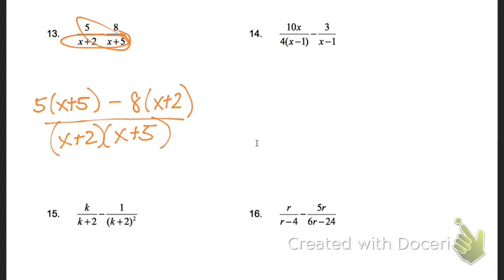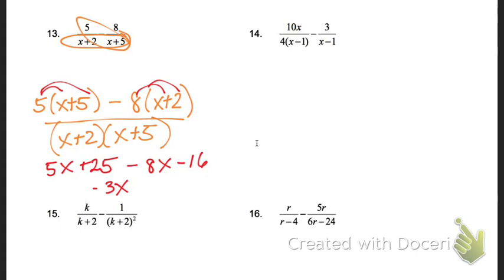From there, you're going to distribute. So you get 5x plus 25 minus 8x minus 16. Then I combine like terms. So negative 3x plus 9. Take out a negative 3. And then put it over the denominator.